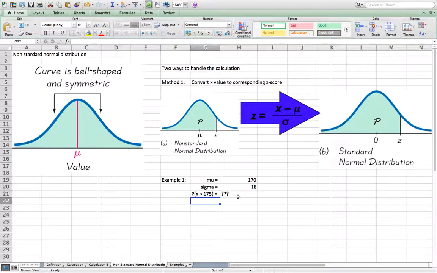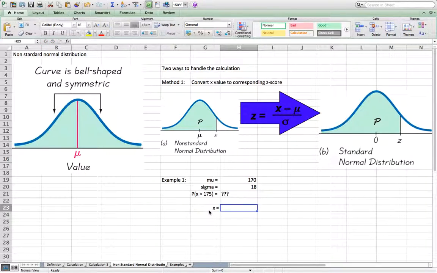In this case, let's say mu is 170 and sigma is 18. Now I want to calculate the probability for a random pickup x greater than 175. How much is that? The calculation is that we first list out what is x.